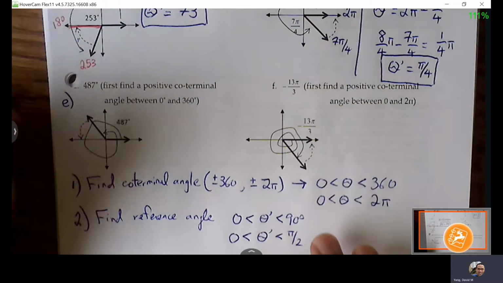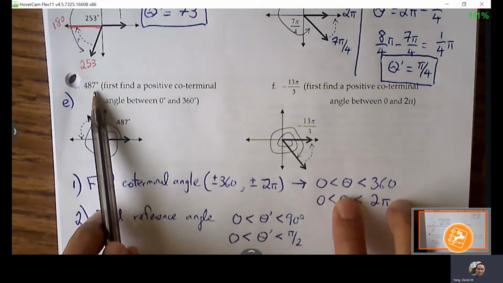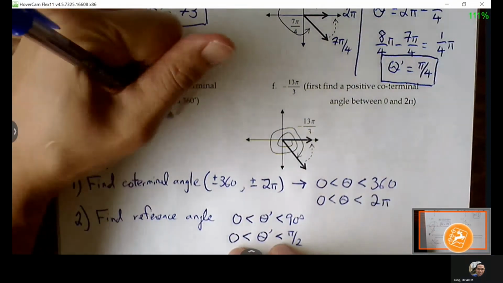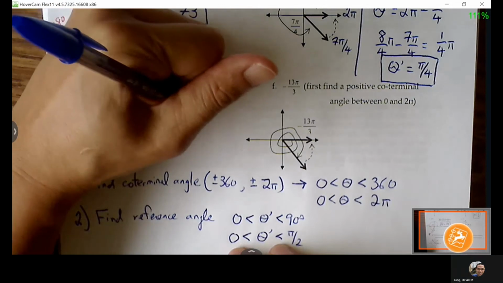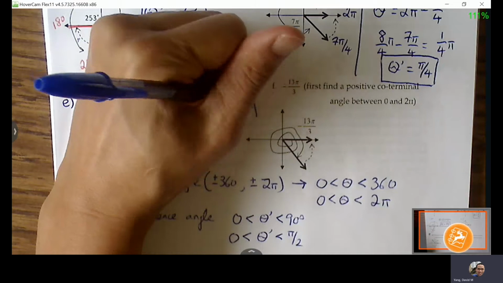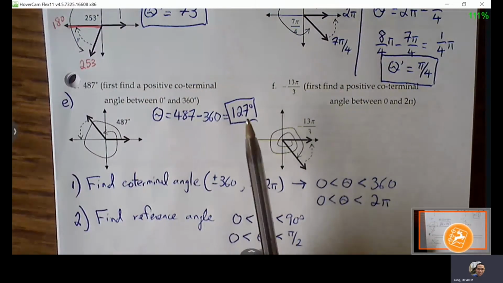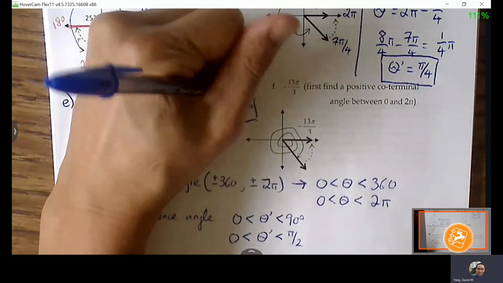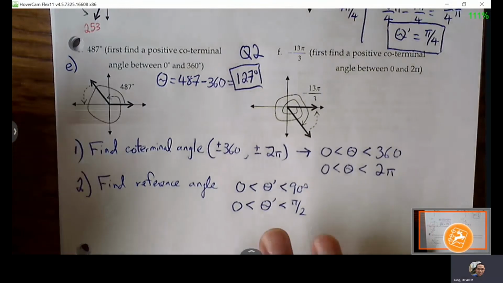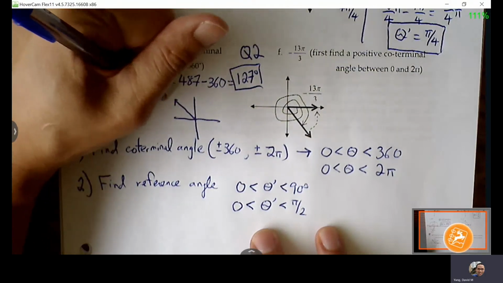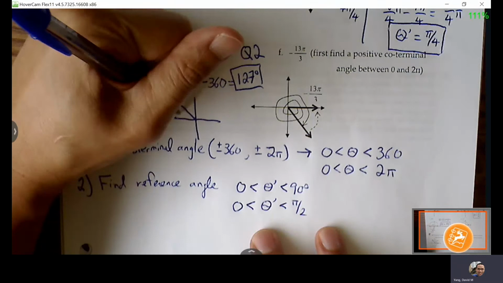So first step, I'm going to get that coterminal angle between 0 and 360. 487 is larger than 360, so I'll subtract 360 until I can recognize it. So 487 minus 360 gives me 127. Okay. So now I know I'm looking at 127 degrees. Which quadrant is this in? Quadrant 2, right? So if my angle is in quadrant 2, then I know I just have to involve 180 degrees to help me figure out my reference angle.